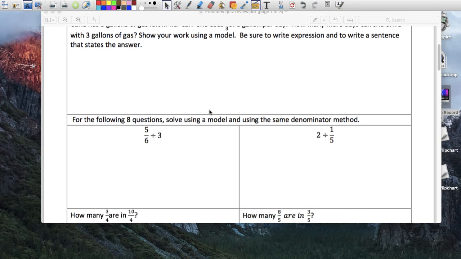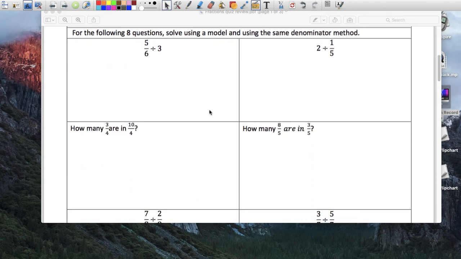For the following 8 questions, use a model. Yikes. And use the same denominator method. Okay, so we're going to use a model and same denominator. So in here, with this one, you know what I'm going to do? I'm going to put this over 1, like that. 6/5 of 3. And then I'm going to find the LCM, which is 6.